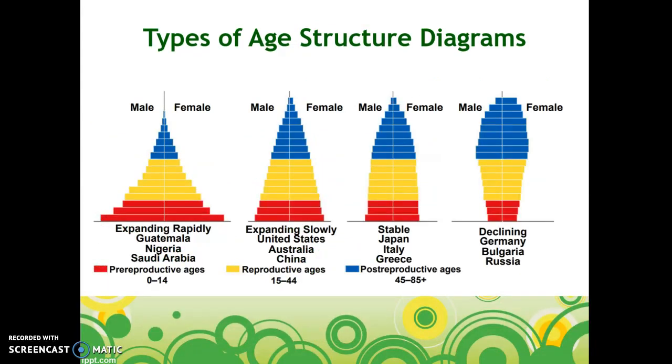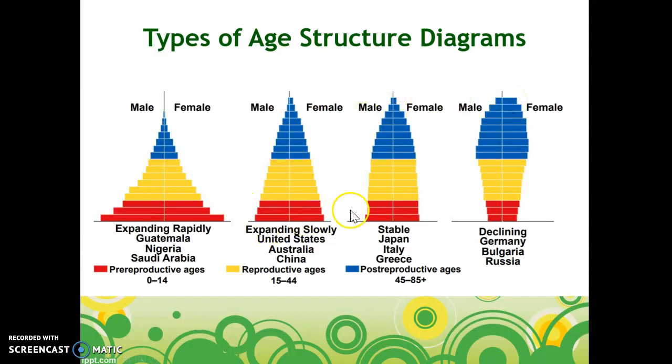This diagram shows different types of age structure diagrams. We have populations like this one right here that are expanding rapidly, so countries like Guatemala, Nigeria, Saudi Arabia. You'll notice most of these countries are developing countries. Expanding slowly are the US, Australia, and China. Stable are Japan, Italy, and Greece. And then declining, we've got countries like Germany, Bulgaria, and Russia.